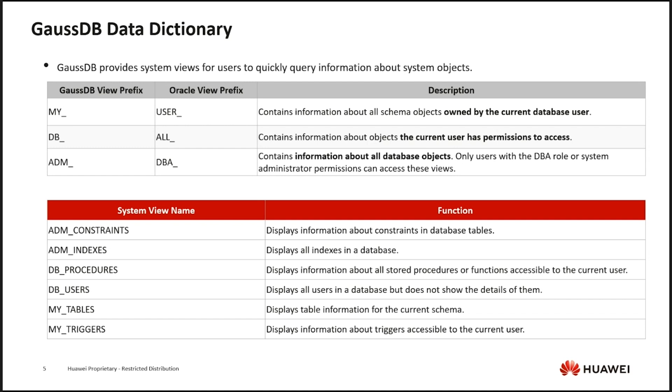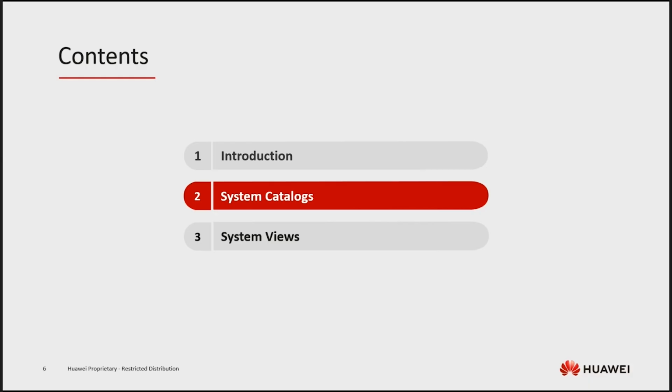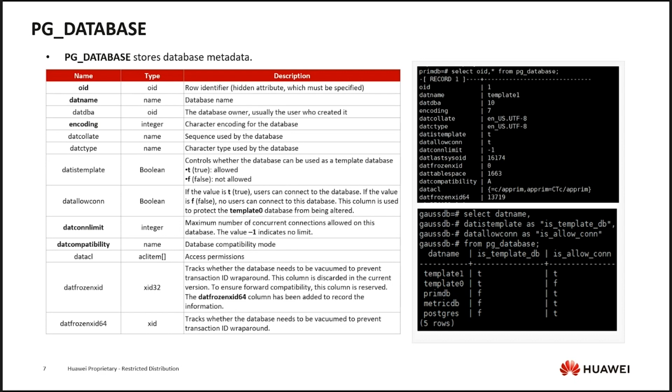The table below lists some system views. Now let's move on to some common system catalogs. PG_DATABASE records database metadata. There is an OID field in this catalog, which represents an object ID.